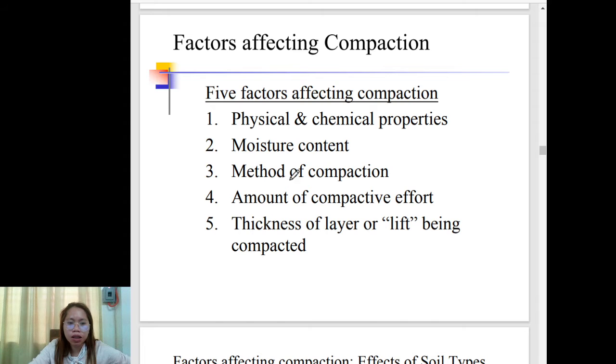Method of compaction: if it is standard Proctor or modified Proctor, the amount of compactive effort, so the number of blows per layer, and the thickness of the layer or lift being compacted.